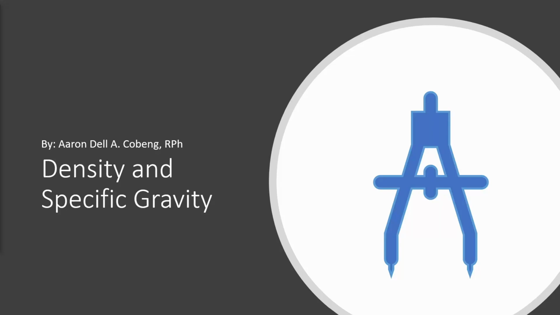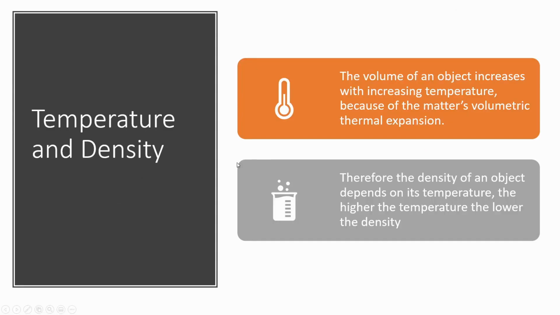Okay. So let's start with our density and specific gravity. So first, let us discuss the relationship between temperature and density. As the volume of an object increases with specific temperature, it is because of the matter's volumetric thermal expansion. So volume is not a constant measurement.